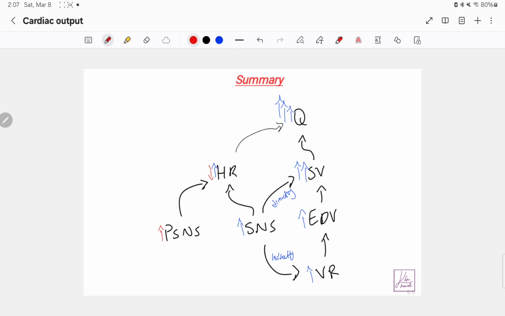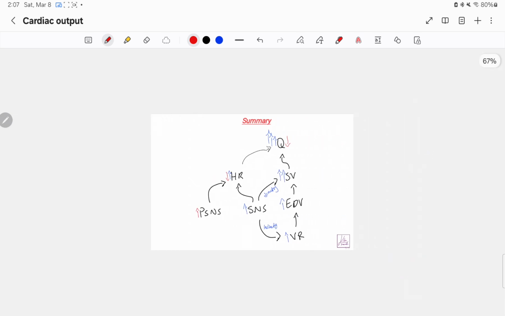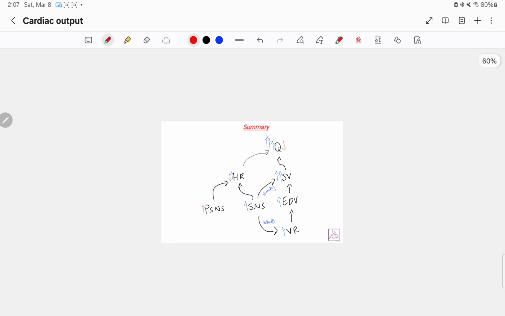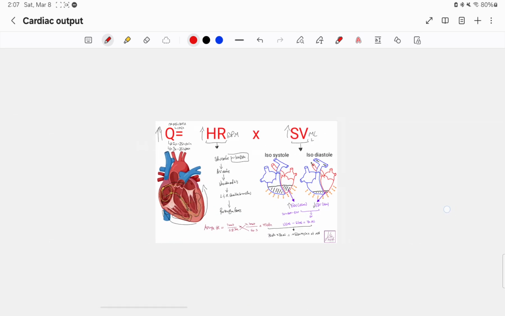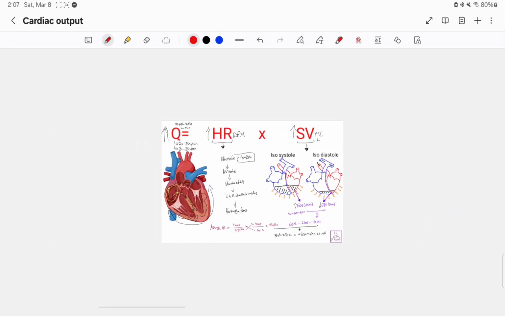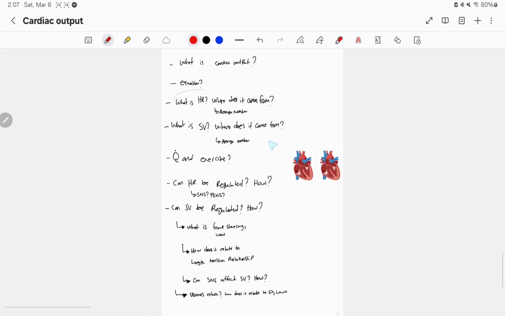And another thing you will notice is that lowering the heart rate can actually get a down arrow there because of the increased parasympathetic nervous system activity. So this is the kind of integration slide for the summary. But guys, we covered a lot today on regulating the heart rate, the stroke volume, and on top of everything, regulating the cardiac output, what it is, and we checked off everything that we wanted to talk about here.